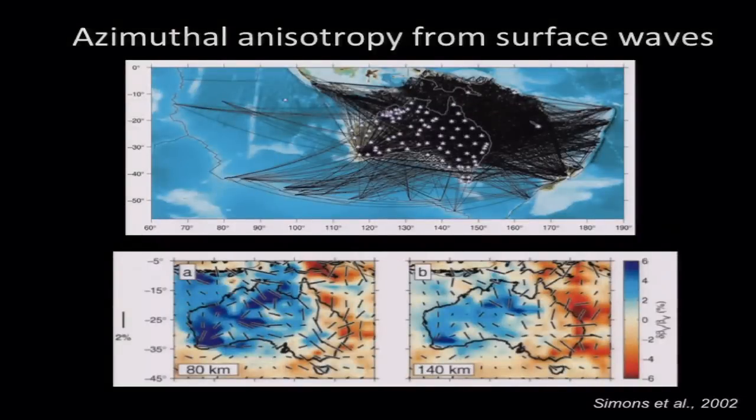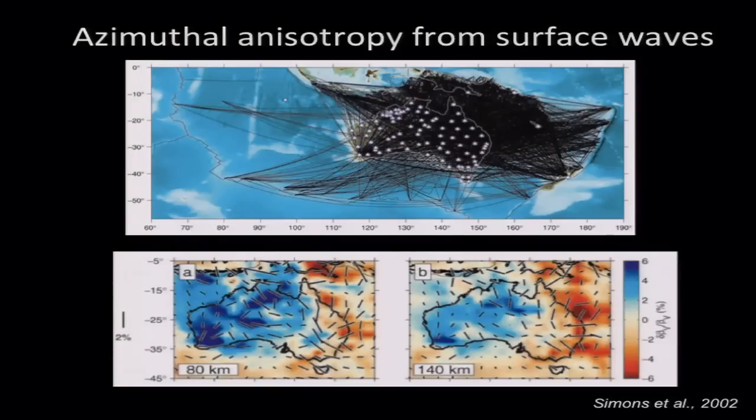This is work by Frederick Simons, and he did surface wave tomography of Australia and added into his inversion parameters that describe the azimuthal anisotropy, and then solved the tomography simultaneously for isotropic wave speed variations and also for anisotropy. And this is just a couple of depth slices through his model.